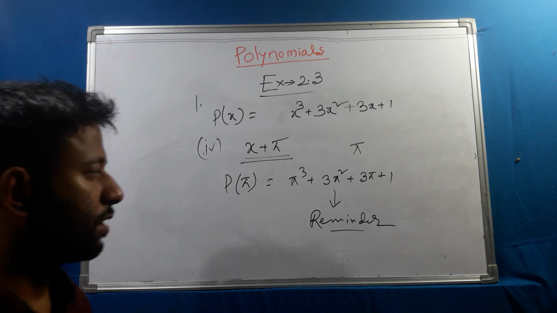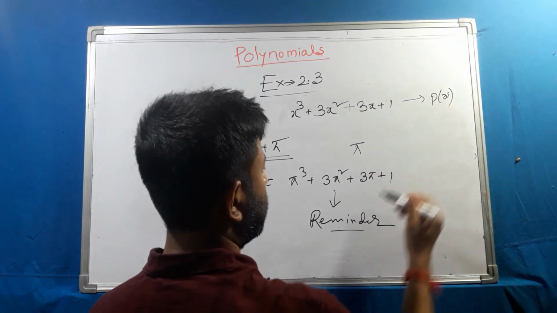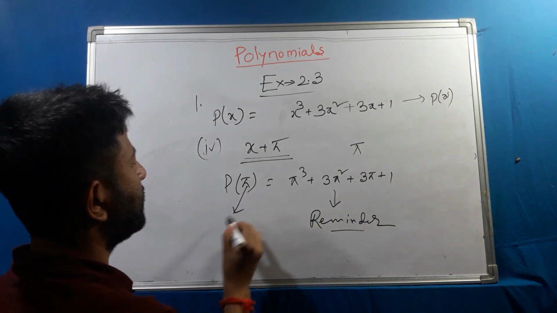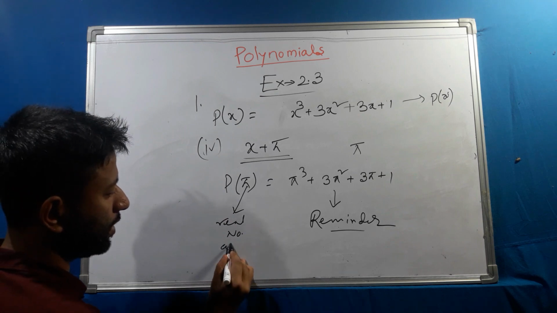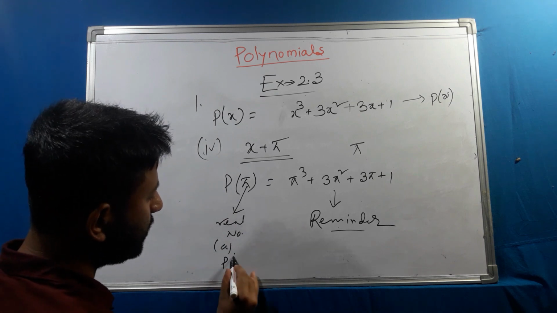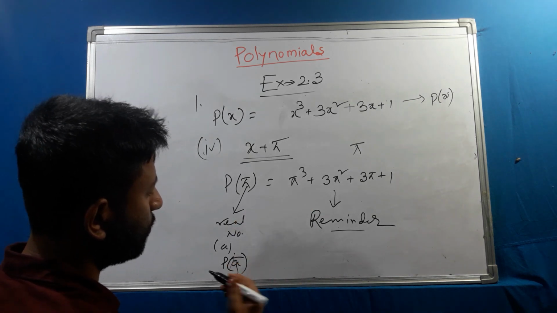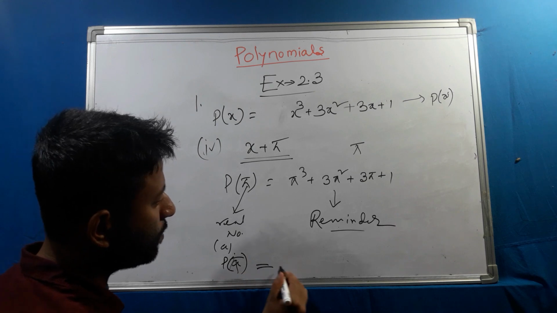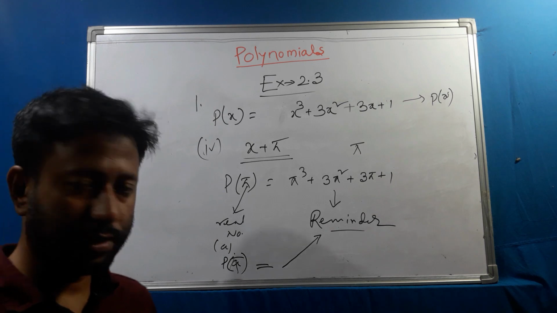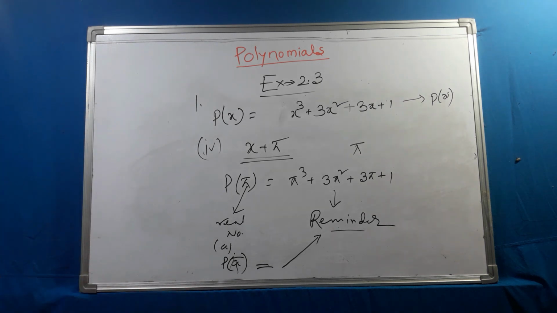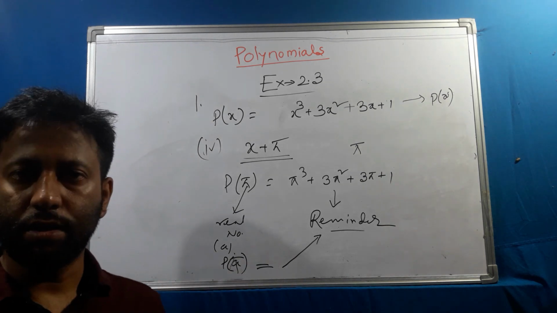Should I recall these things? This is my p(x), and pi is any real number. As I told before, in that case I took it as a, then p(a), but here it will be p(pi). Whatever the p(pi) value comes, this will be my remainder. Okay, this is the remainder theorem. Just pause the video and write the solution as soon as possible.